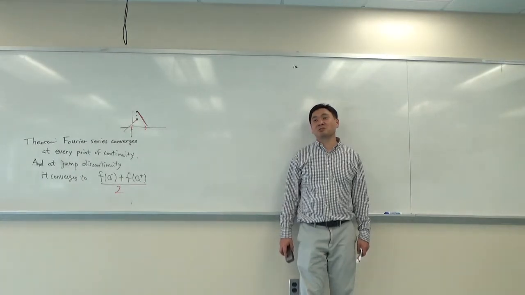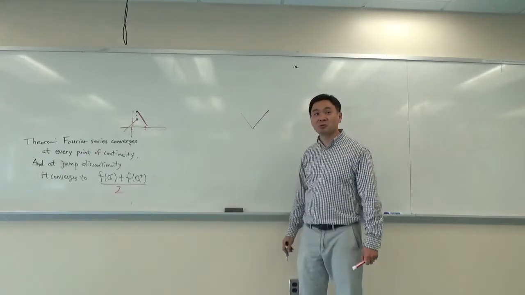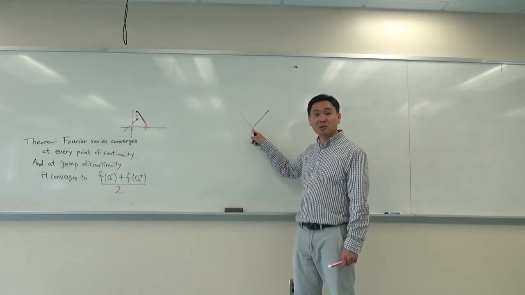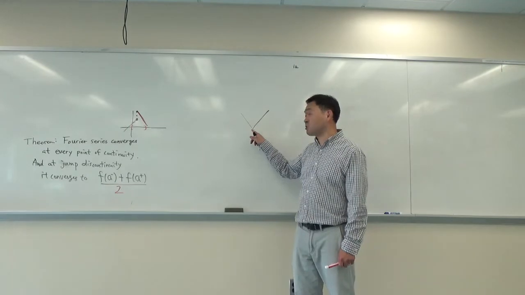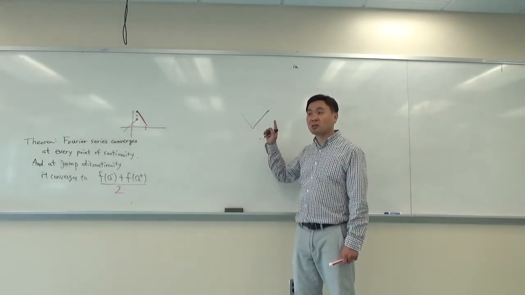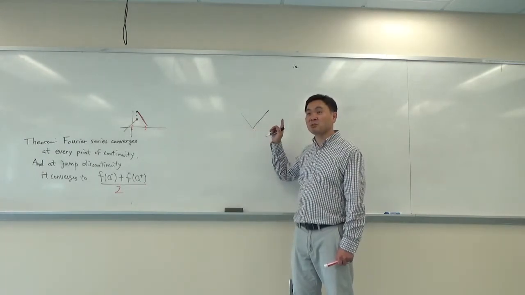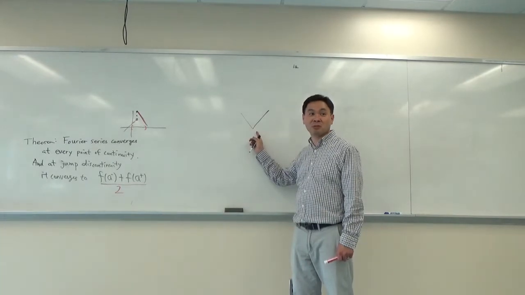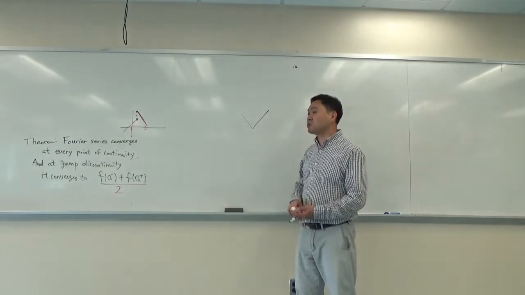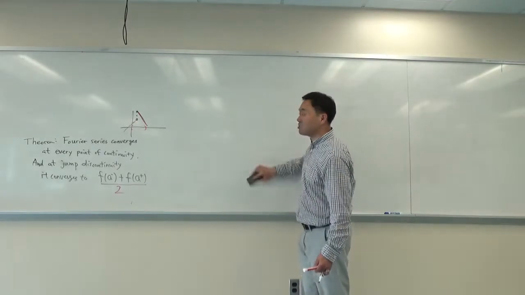So, does continuous imply differentiability? No. The classic example is a V-shaped function, right? It's not differentiable here. So, if you try to use Taylor series to approximate this, it's not going to work. On the other hand, you can use Fourier series to approximate this. Okay. So you might think, well, Taylor series looks all nice and easy to do.